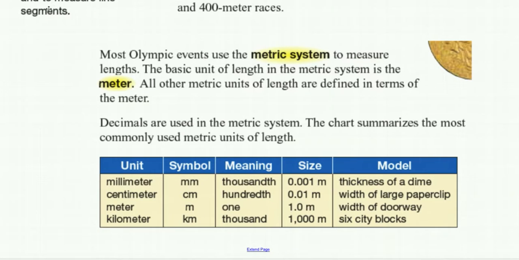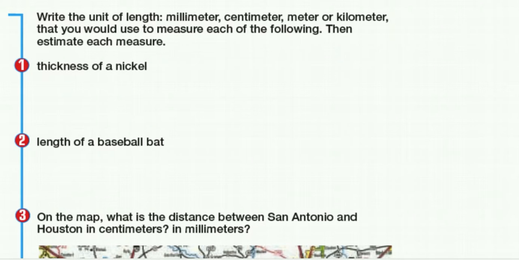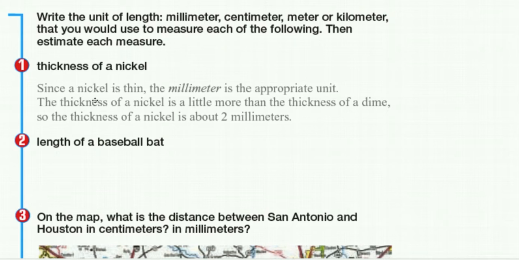so let's take a look at some examples of how to use those units of length. Write the unit of length, millimeter, centimeter, meter, or kilometer that you would use to measure each of the following. Then estimate each measure. Let's talk about the thickness of a nickel. Since a nickel is thin, the millimeter is the appropriate unit. The thickness of a nickel is a little more than the thickness of a dime. So the thickness of a nickel is about 2 millimeters, okay, approximately.